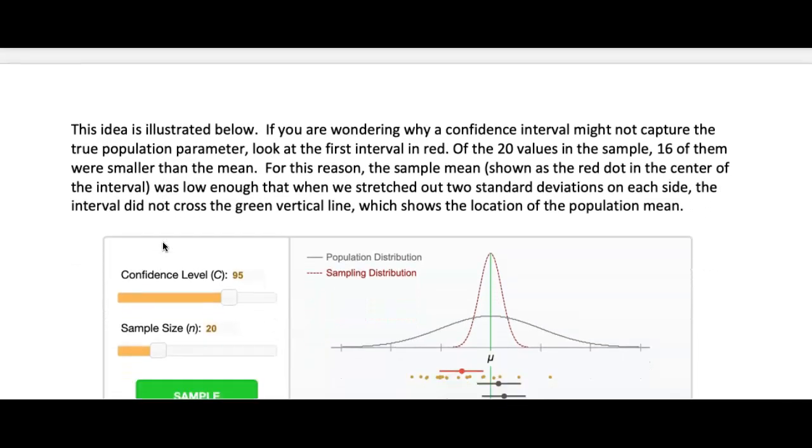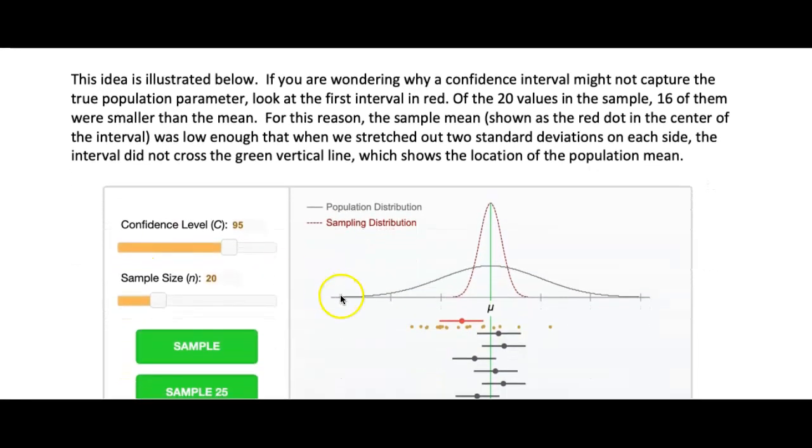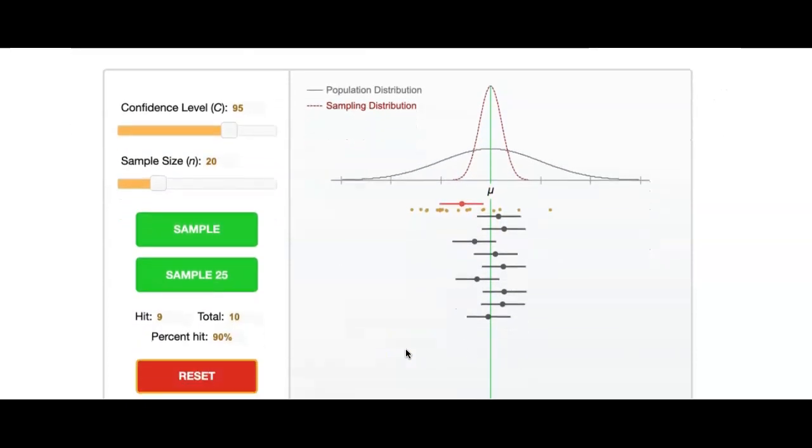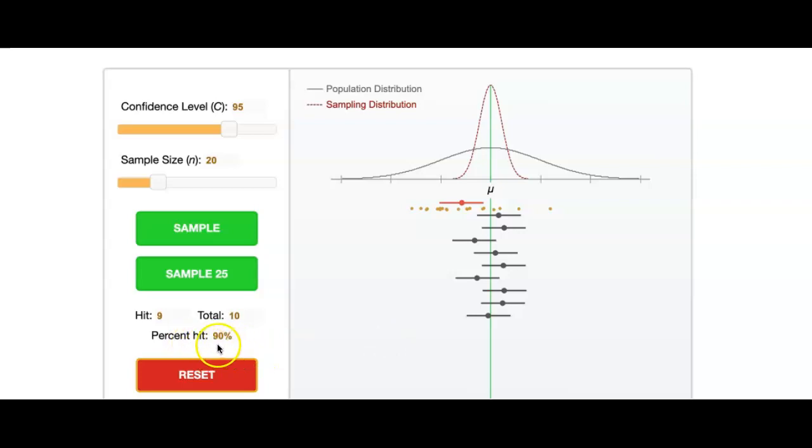This idea is illustrated below. Notice we've got this one interval in red, and this interval did not capture the true population mean. Notice that it has 16 values that are below the population mean that's in green. When we calculate the sample mean, which is this dot in the center, the sample mean is a lot lower than the population mean. And when we go out 2 standard deviations on either side, it doesn't quite reach far enough to capture the population mean. You might also notice that it says the percent here is 90%.